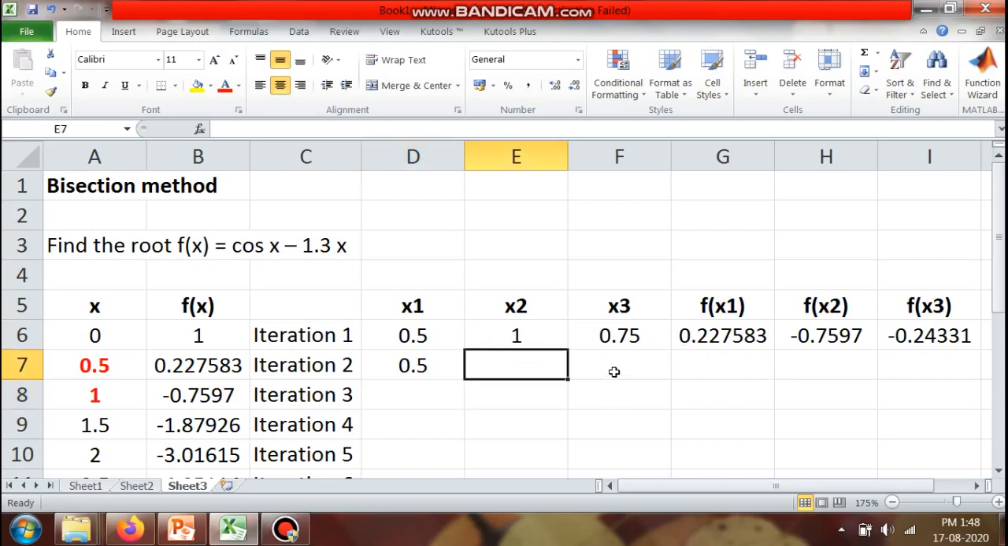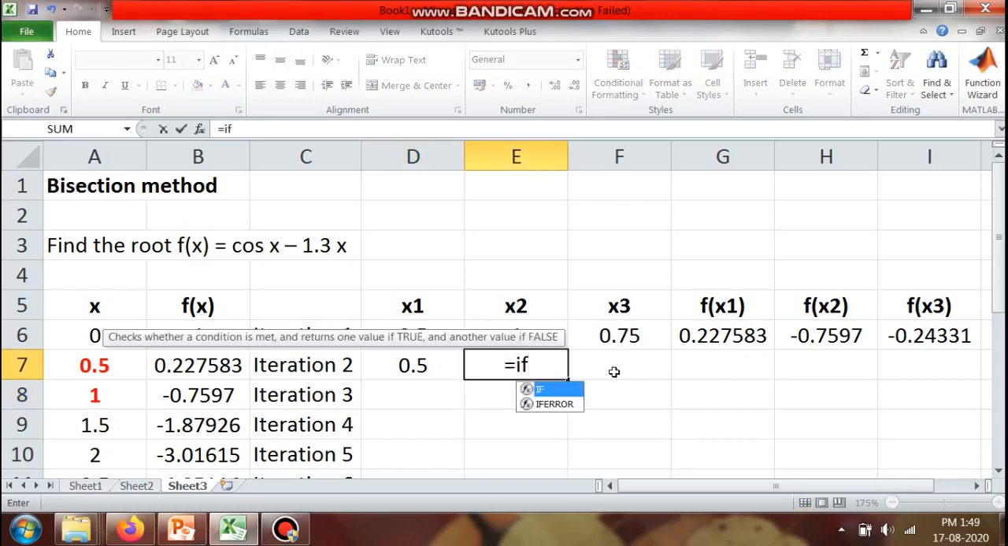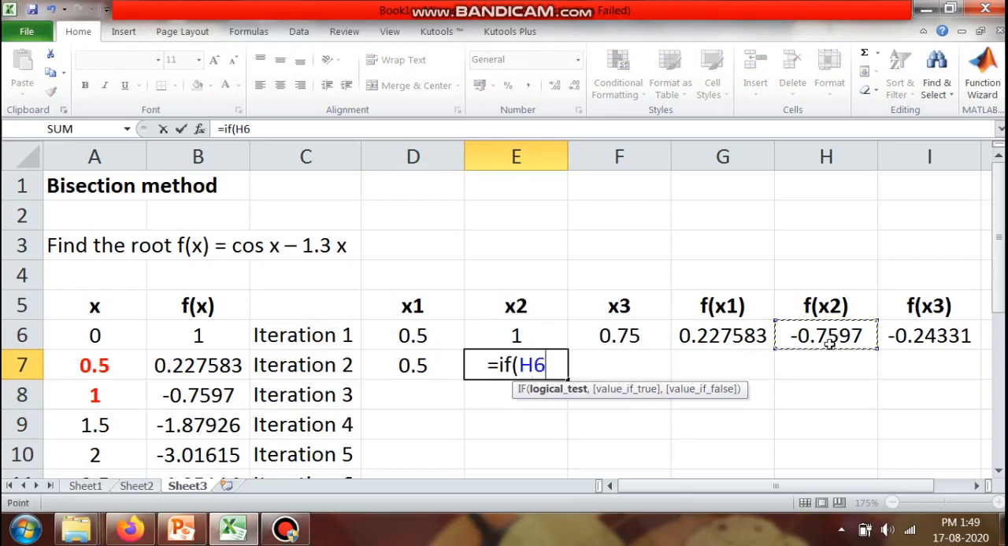So now similarly for x2 we will take the same condition, that now we have to take the multiplication of f of x2 and f of x3. So H6 into I6, if it is less than or equal to 0, now it will again ask, if it is true I have to keep the value of x2 as it is, and if it is false I have to replace it with 0.75.